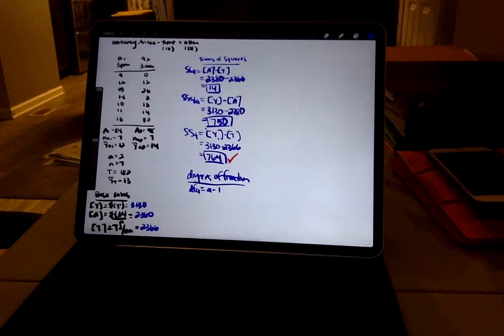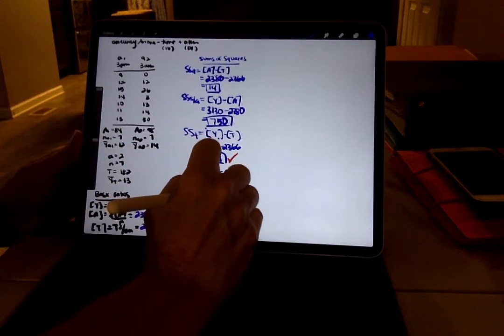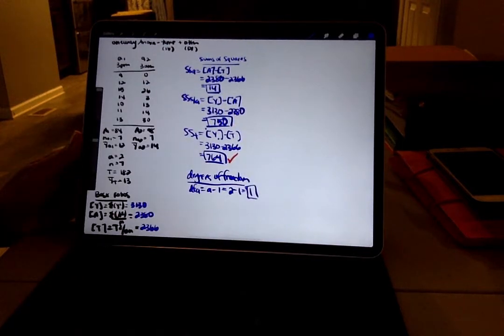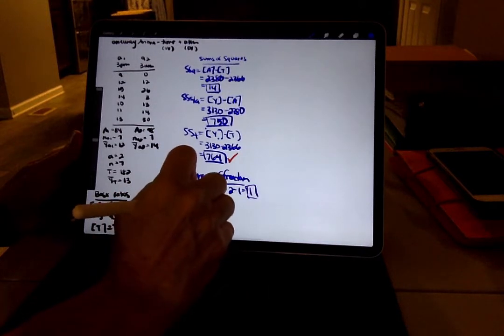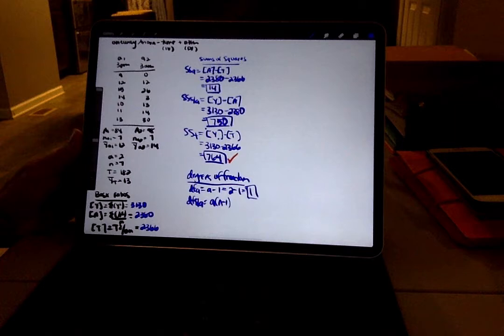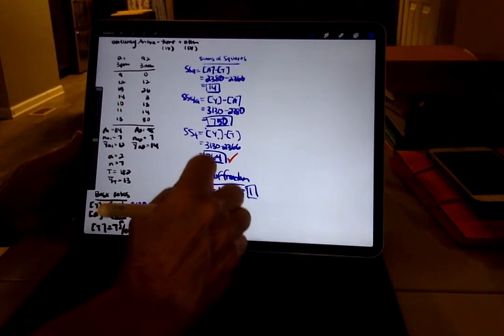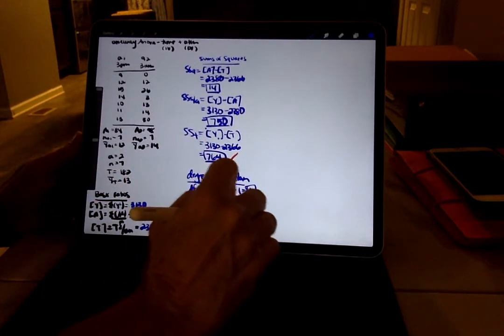The formula for degrees of freedom A is simply little a minus 1. And remember, little a is the number of groups or the number of levels. So in this problem, we have 2 minus 1, which equals 1. Our degrees of freedom S over A is little a times the quantity n minus 1. So our little a, again, that's the number of groups, and our little n is the number of subjects per group. So this is 2 times the quantity, 7 minus 1, which is 2 times 6, or 12.